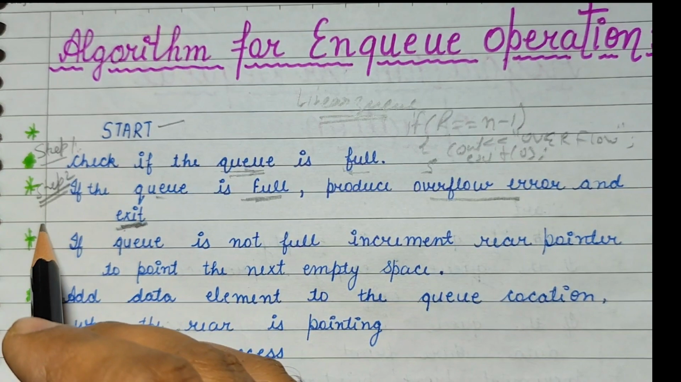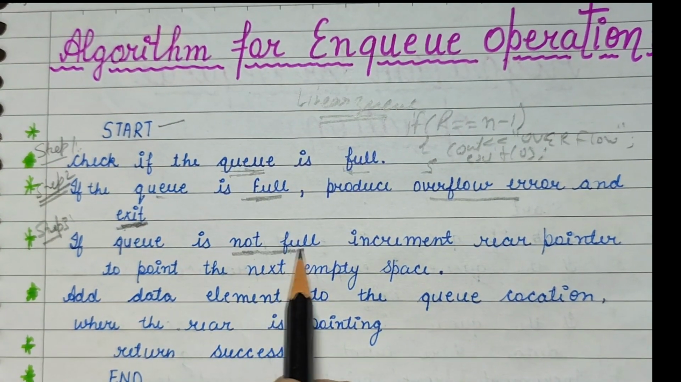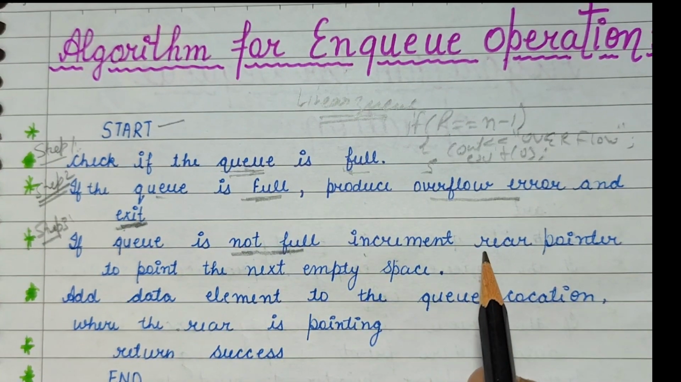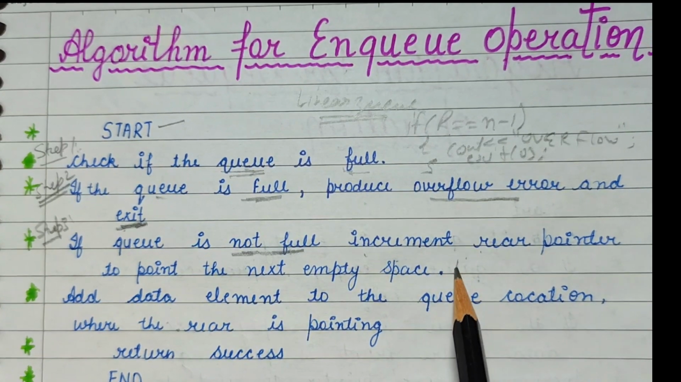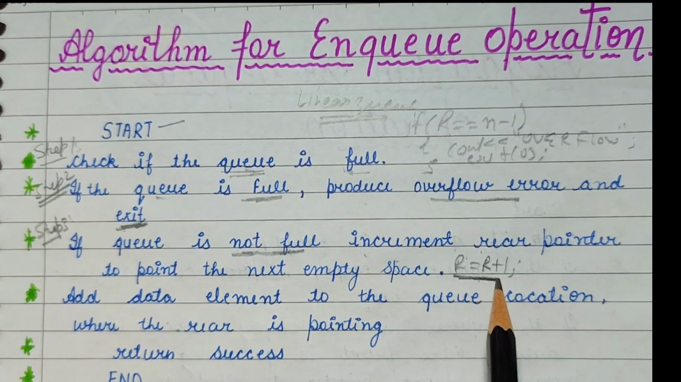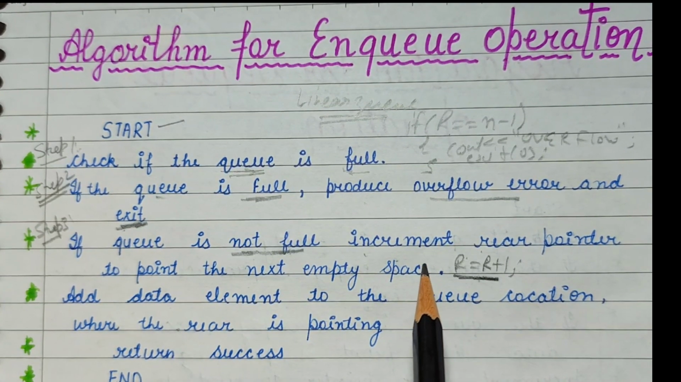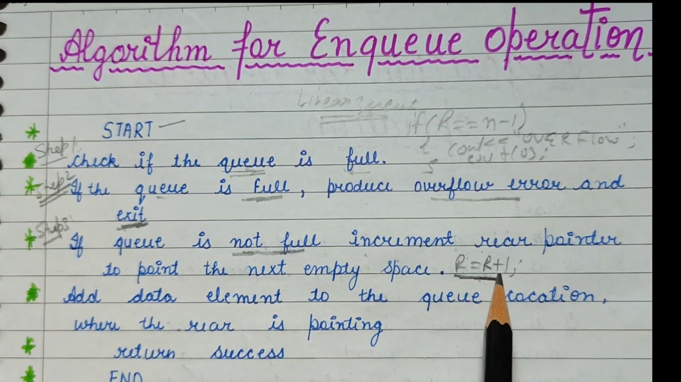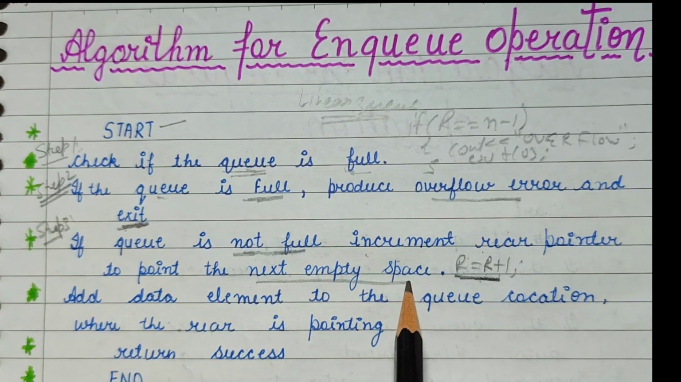Now in step 3, if the queue is not full, it means there are some empty spaces, then just increment rear. Increment the rear pointer by using the formula rear is equal to rear plus 1. By incrementing rear is equal to rear plus 1, rear points to the next empty space.